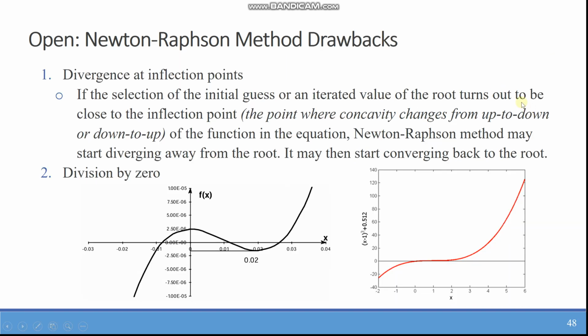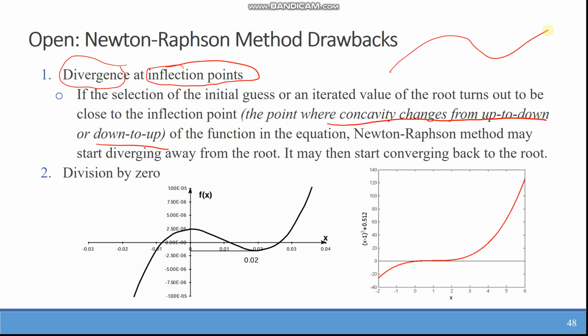Now these are the drawbacks, the disadvantages of Newton-Raphson: divergence at inflection point. An inflection point is where the concavity changes from up to down or down to up. So for example, we have a curve. The inflection point is the point along the curve where there's already a change of direction. Instead of from up to down, it changed from down to up.